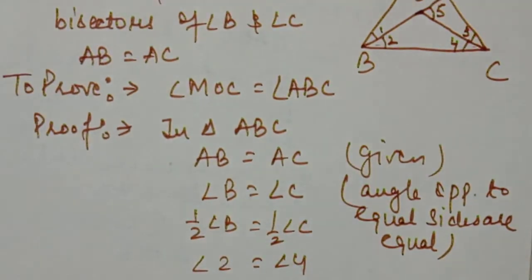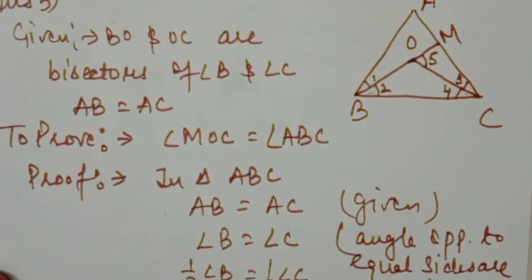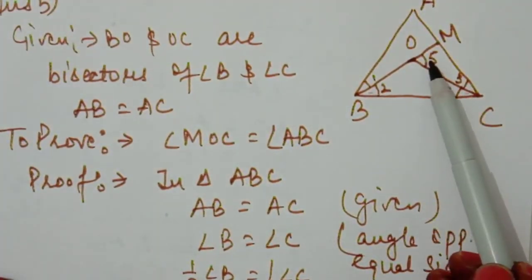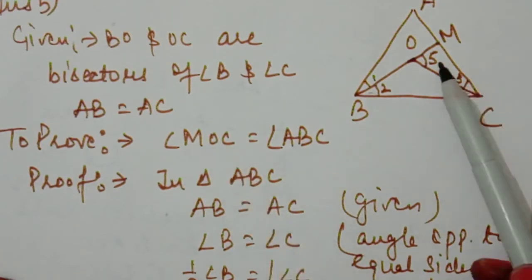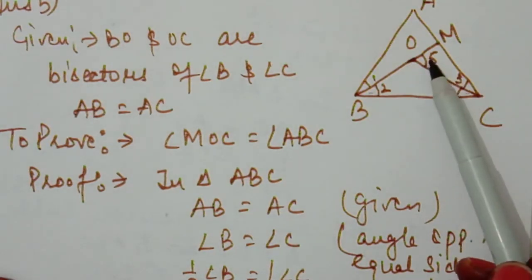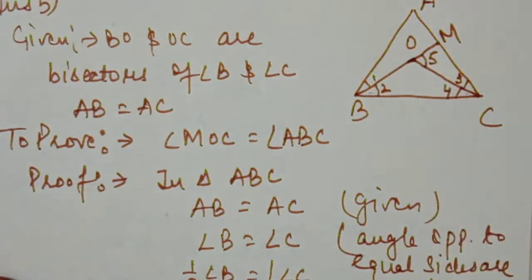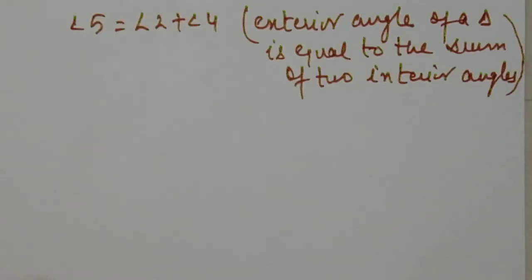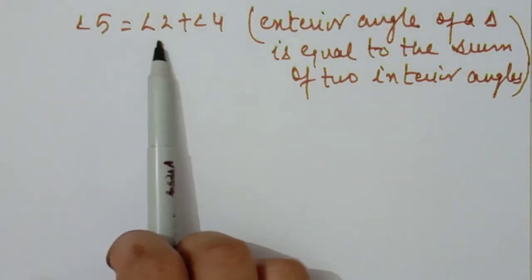So students, one more thing is there. We have to prove it in the form of angle 5. Angle 5 is the exterior angle of triangle BOC. So angle 5 is equal to angle 2 plus angle 4 because of the exterior angle property. What is the exterior angle property? The exterior angle property is that the sum of the two interior opposite angles of a triangle is equal to the exterior angle. So students, this is your reason. Angle 5 is equal to angle 2 plus 4.